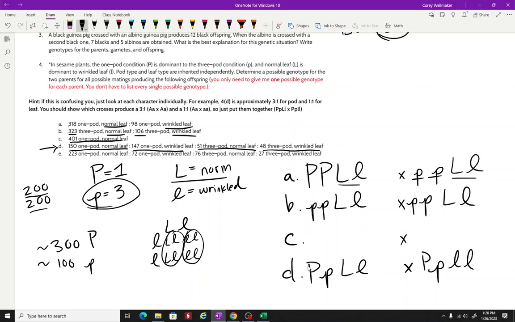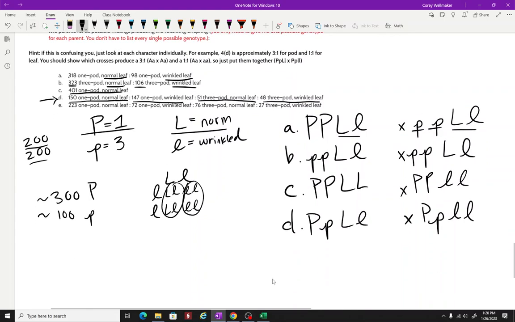I don't know. 1 pod. Everybody has 1 pod. So again, 1 pod's dominant. So I'll make both parents homozygous dominant just because I can. Normal leaf, and they have normal leaf. Oh man, I'm feeling dangerous. So I'm going to make one homozygous dominant and the other homozygous recessive. Okay, C was so easy. That's why I skipped it, I guess.